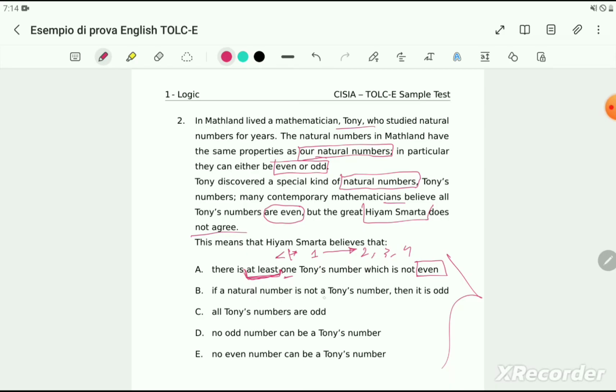If a natural number is not a Tony's number, then it is odd. We cannot say that, because there is no more information about it. So we cannot just say that if a natural number is not a Tony's number, then it's odd. We cannot say that all Tony's numbers are odd. No, because we already know that many mathematicians believe that those numbers are even. No odd numbers can be Tony's number.